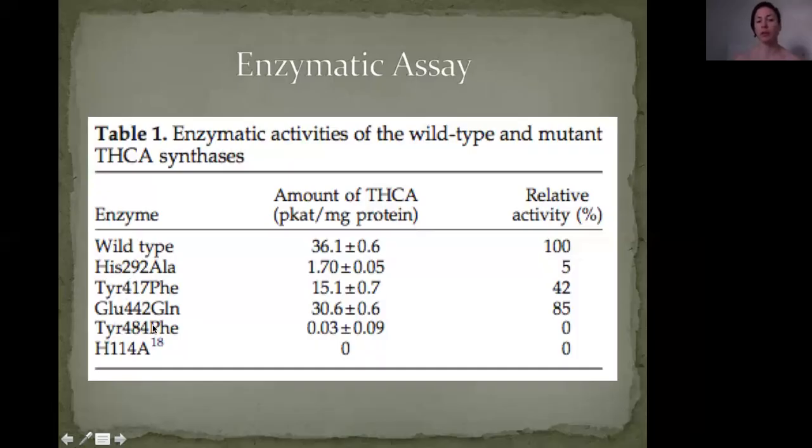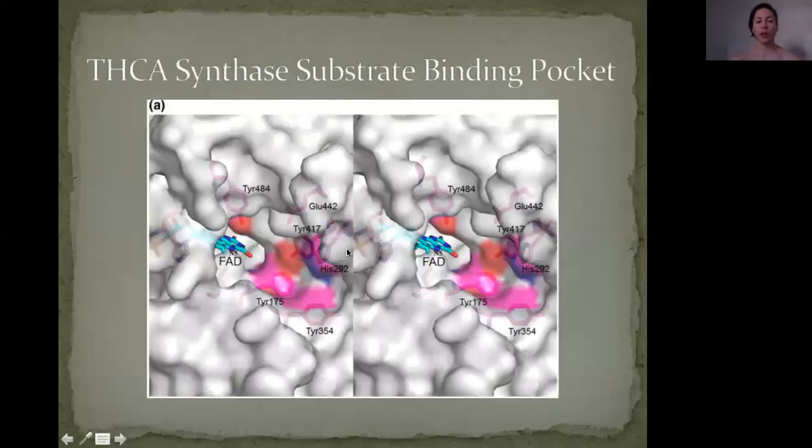Well, it can't be entirely responsible because you also see similar reactions here with the tyrosine mutated to phenylalanine and histidine 114 mutated to alanine. They both lost complete enzymatic activity. Whereas the tyrosine 417 and glutamine 442 only partially lost enzymatic activity, but they did lose enzymatic activity. So that means they still play some kind of role in the oxidocyclization of CBGA.